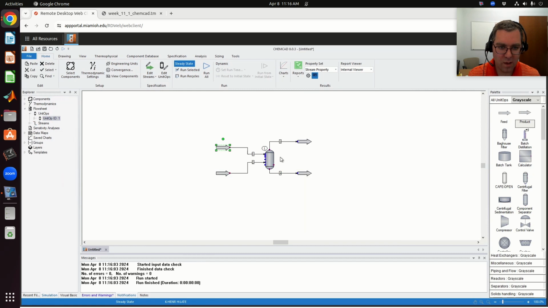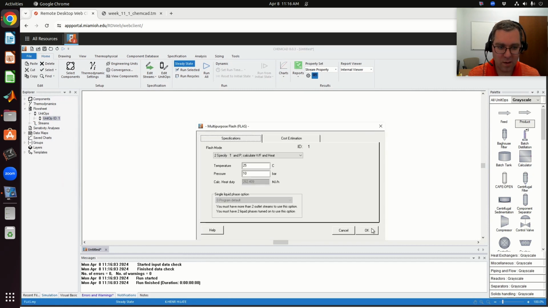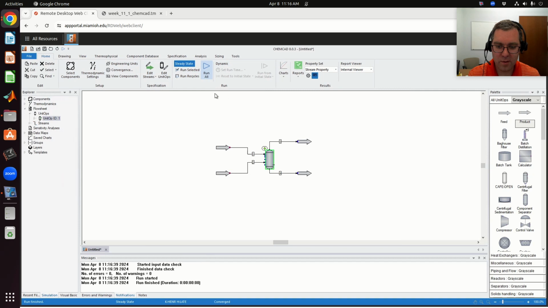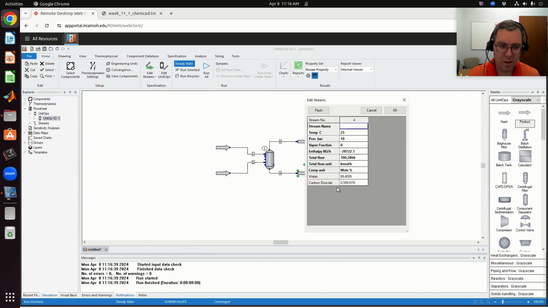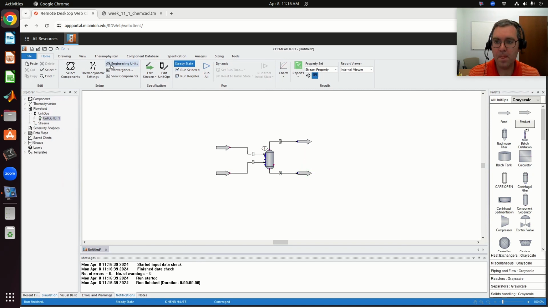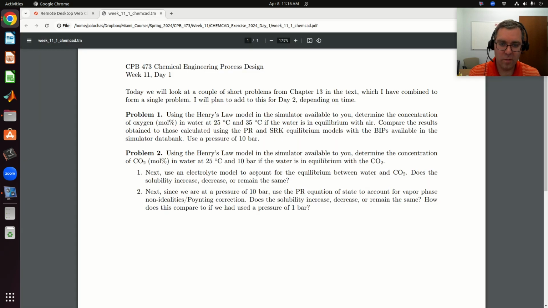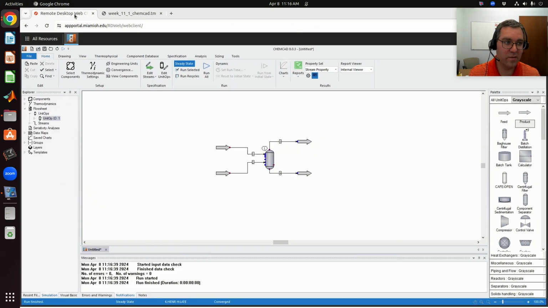Okay, good. 10, 10, and then 10. So now I run it. Still, it's about 99.4% water, so a small percentage of CO2. All right, and that's at 25 degrees C and 10 bar. Next it says let's try and use an electrolyte model and see what the effect is.